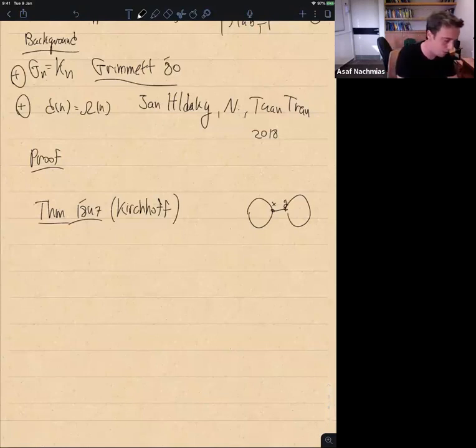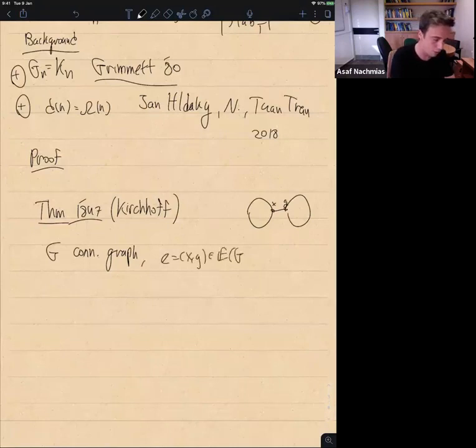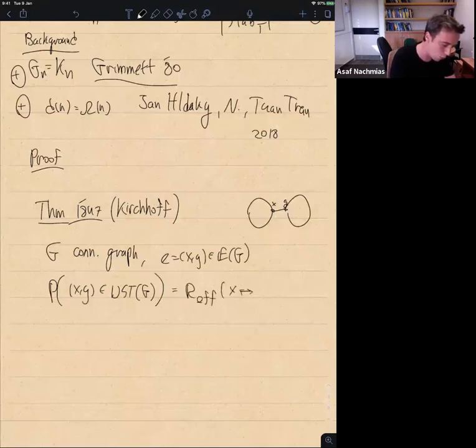So here's the theorem. G is a connected finite graph, and everything here is going to be finite from the beginning. You have an edge xy in your graph, and you're asking yourself, what is the probability that this edge xy belongs to the uniform spanning tree of G? And it turns out that this is exactly the effective electric resistance between x and y.